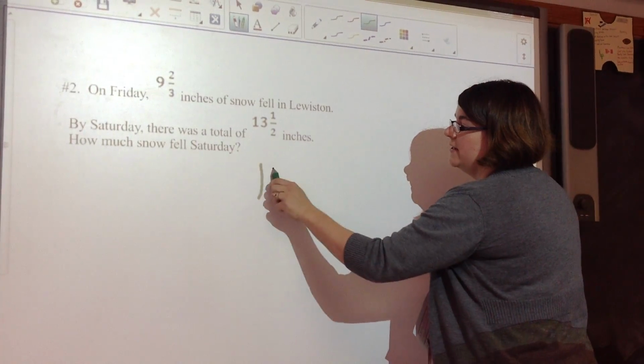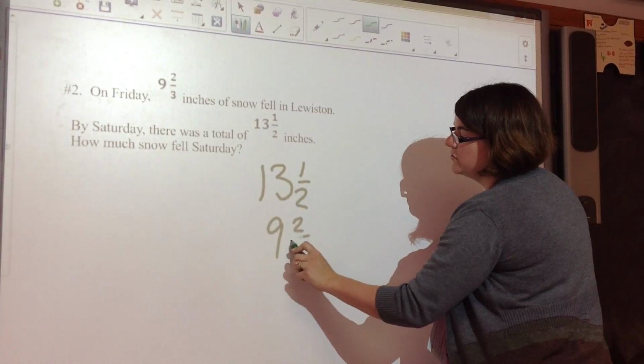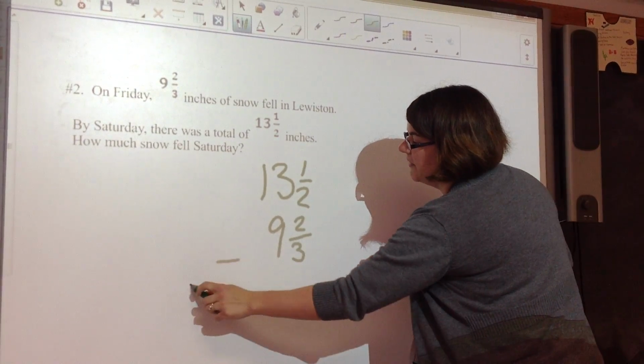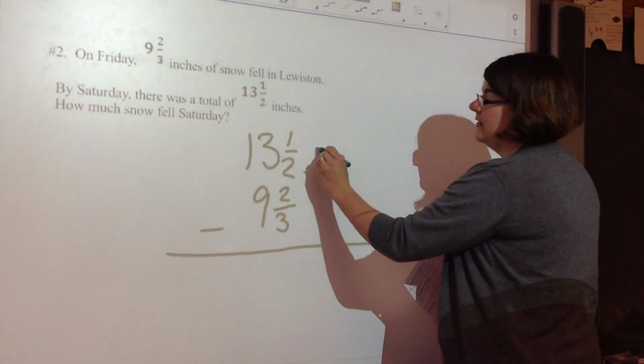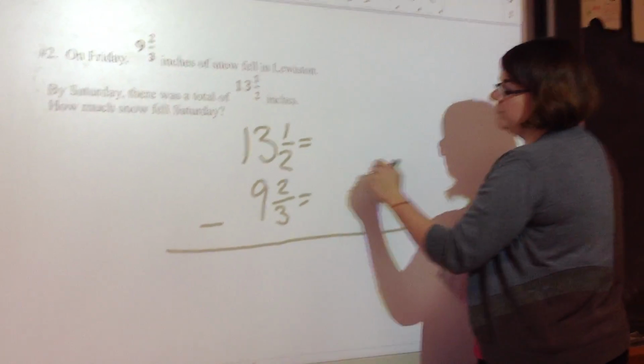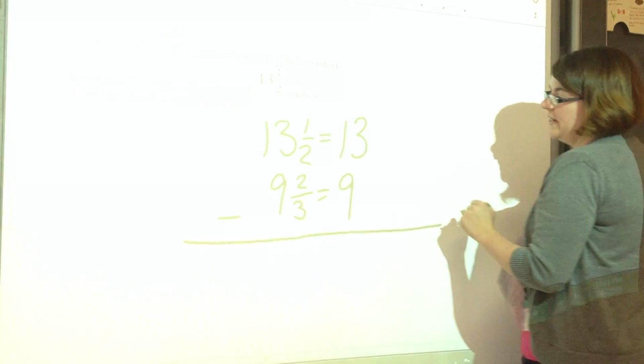So if we go ahead, 13 1/2 and 9 2/3, we need to do the same process of finding a common denominator for the same reasons as we had for adding. And if we count by 2s and 3s, we end up with 6. So 6 is going to be our common denominator.